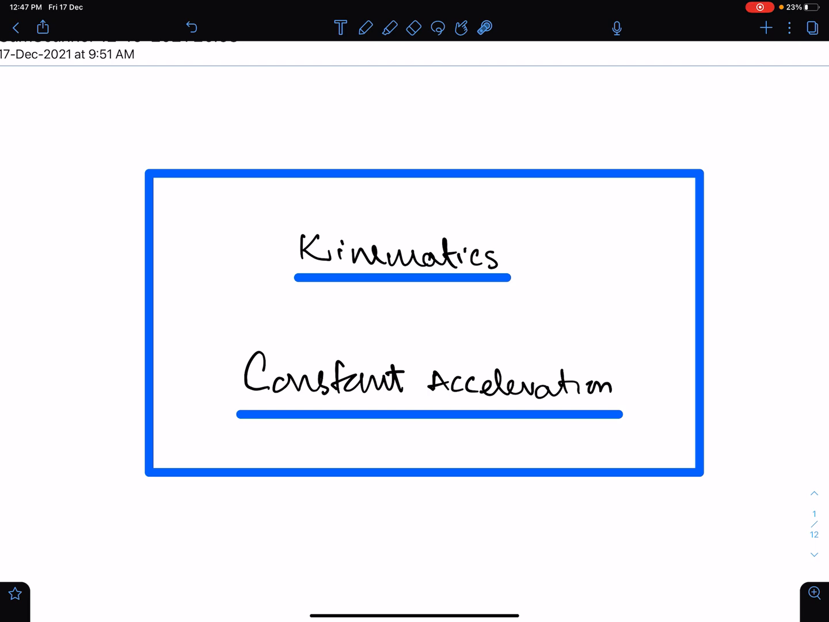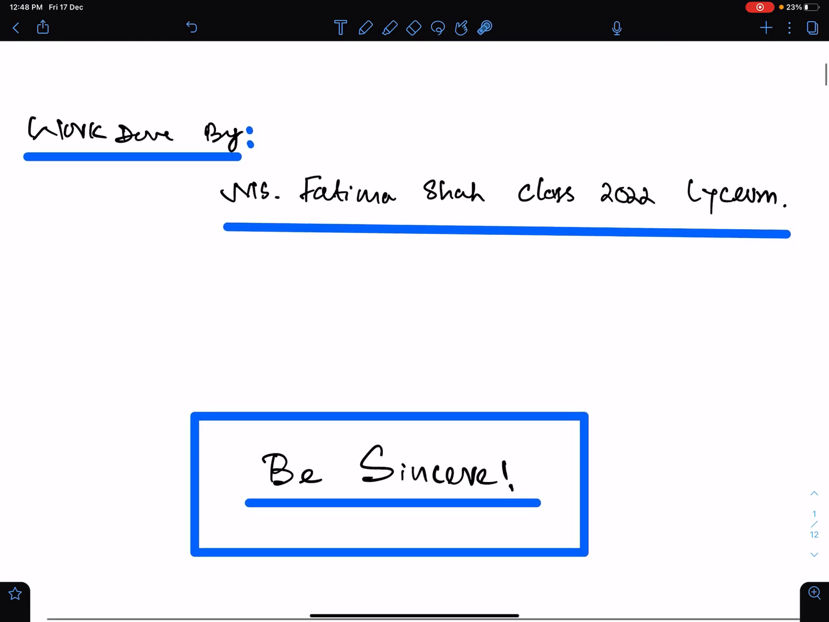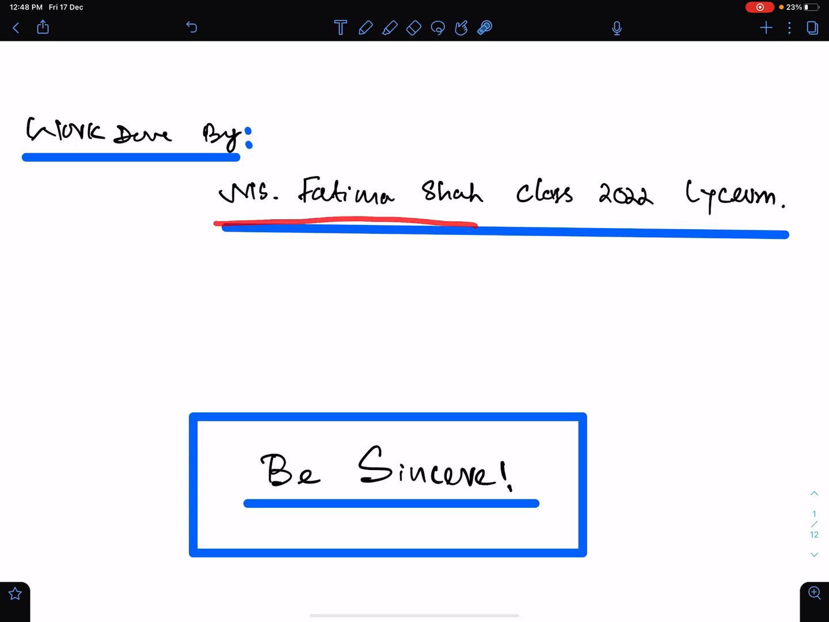Ameen. Alhamdulillahi rabbil alameen. In this lecture, I will discuss the solutions of some important questions of kinematics of constant acceleration. For this lecture, I am using the work of one of my best students, Ms. Fatma Shah of class 2022, the Lyceum.